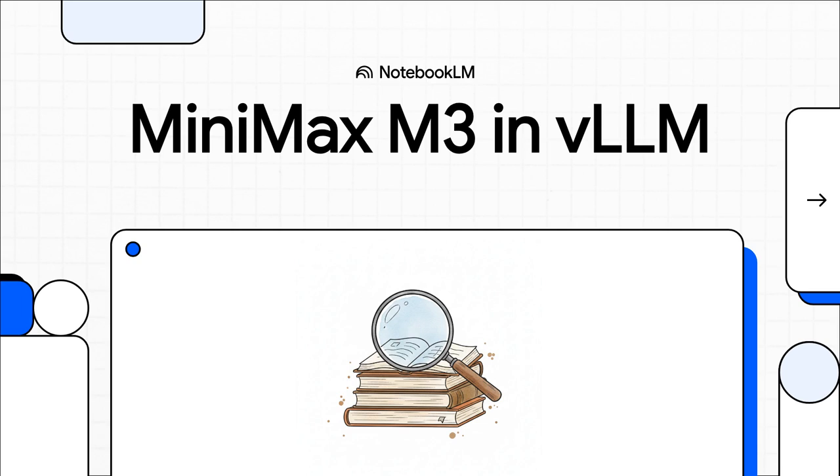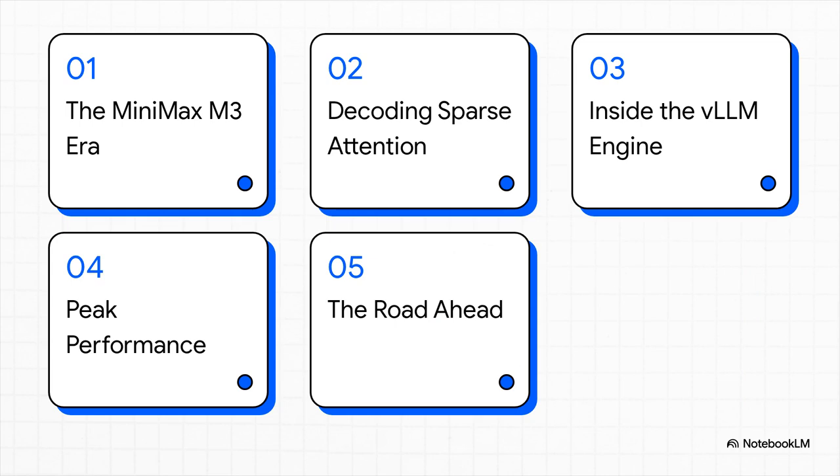I mean, we're talking about a model equipped with a staggering 1 million token context window that seamlessly handles multimodal reasoning. It is an incredible capability, but let's be real, it's an absolute nightmare to serve efficiently if you don't have the right architecture. Luckily, the vLLM team has cracked the code, and we're going to break down exactly how they pulled it off. So, here's our roadmap for today.